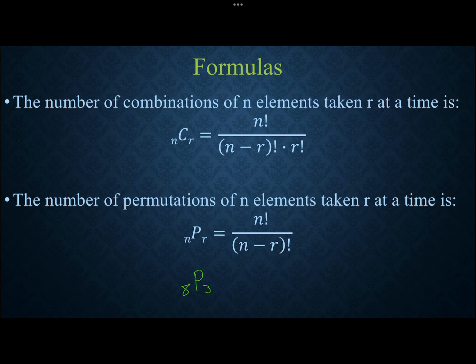Whereas if we had 8 people running a race, and again, we just wanted the 3 best times, didn't really matter the order they placed in, that would be 8C3. And again, you'll be using your calculator to do these things.